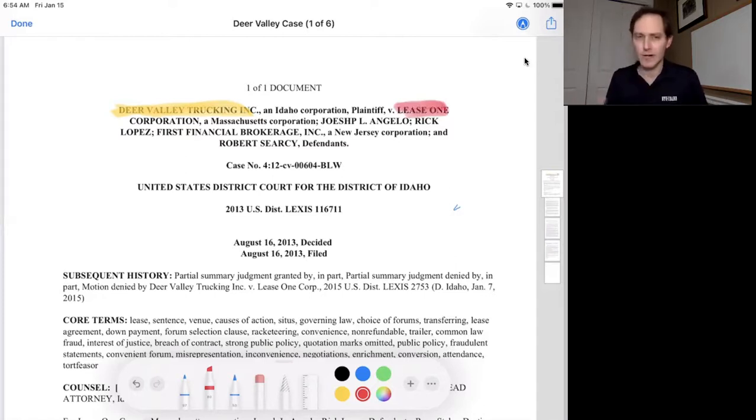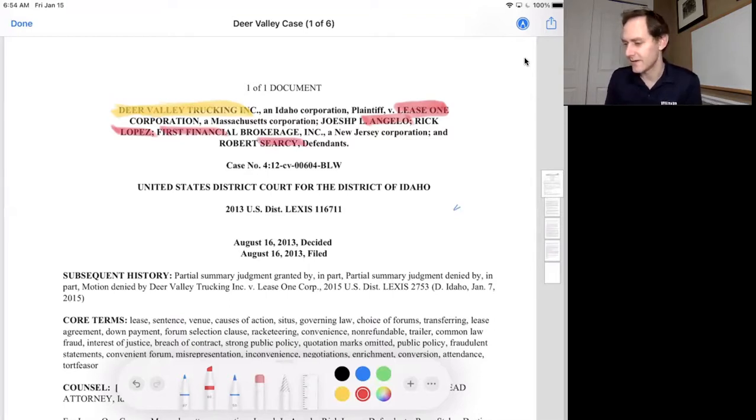So if we were talking about this in class, we would just say the Deer Valley case, or Deer Valley versus lease one. But there's lots of defendants here. You've got Joseph, Angelo, and usually you just go by last name. So we've got Angelo, Lopez, First Financial, and Cersei. All right, those are all going to be the defendants.